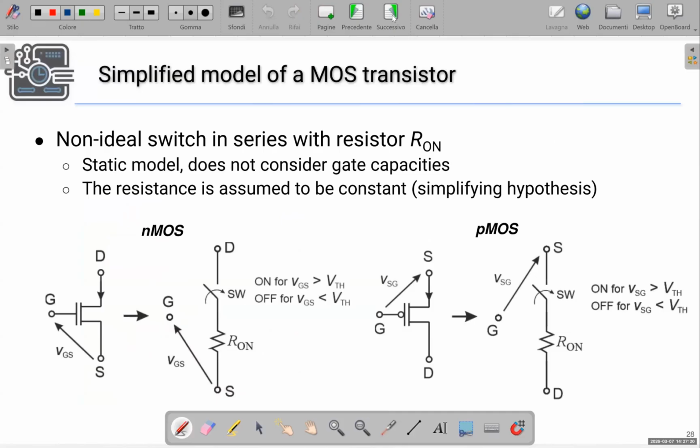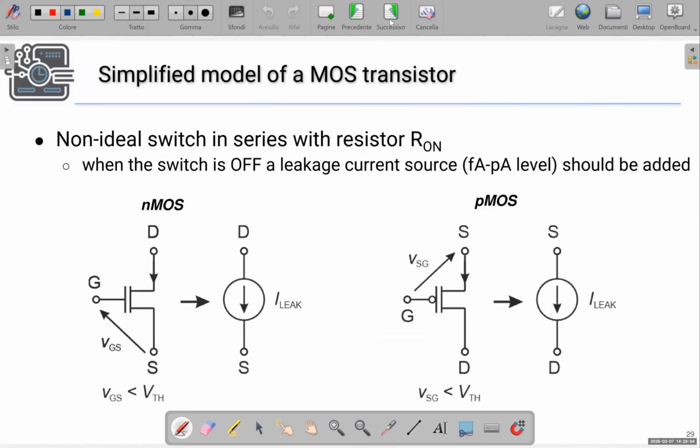If we want to describe in a simplified way the behavior of the MOS transistor, but taking into account that when on the MOS transistor is not ideally a short circuit, we can add in series to the VGS controlled switch described before a resistance which represents the finite non-zero on resistance of the MOS transistor when it is on. And the same can clearly be done also for the PMOS transistor.